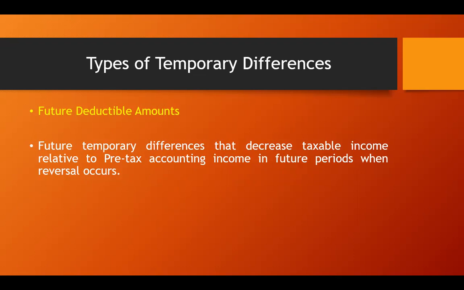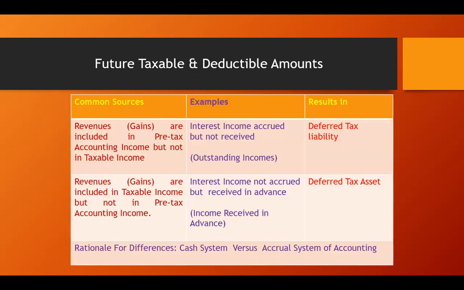This is because of temporary differences that arise between taxable income and profit before tax. I summarize these examples in the table. Our title is Future Taxable and Future Deductible Amounts. In the first column, common sources: revenues or gains are included in the pre-tax accounting income, but not in the taxable income.